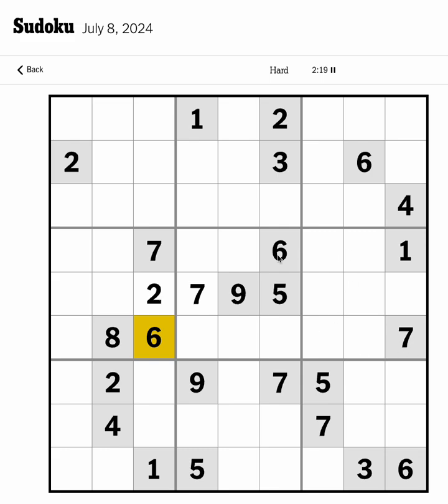Anyway, so 6 can be placed in here because these 2 6s block this right-hand side, and this 6 and this 6 block the top part and the bottom part, leaving only this cell for 6.